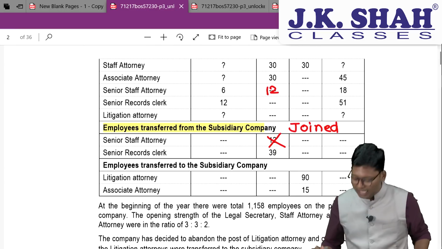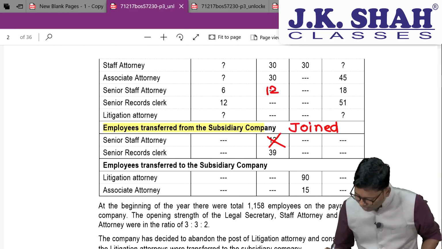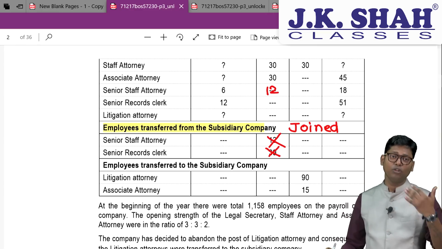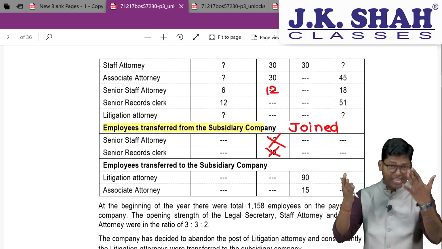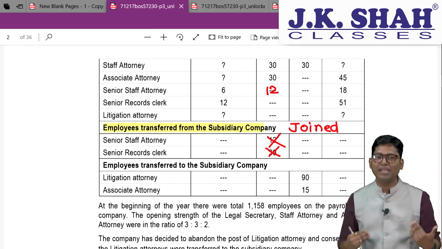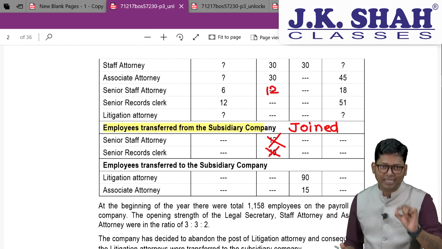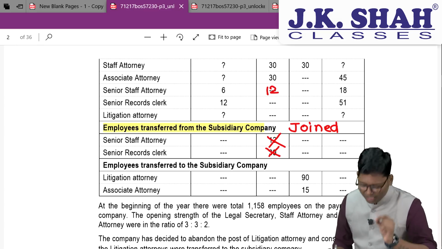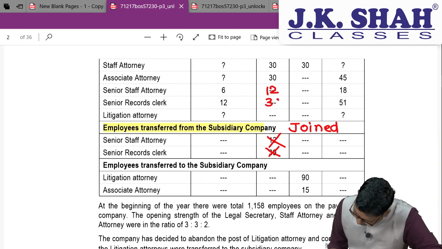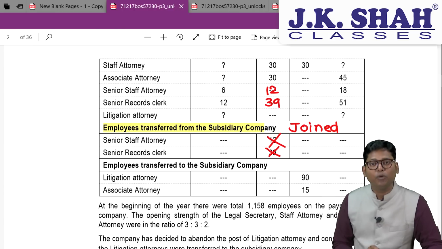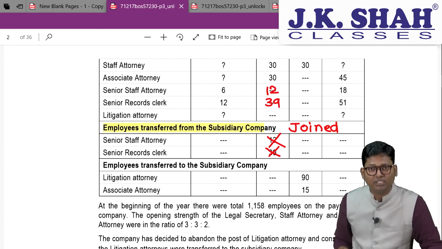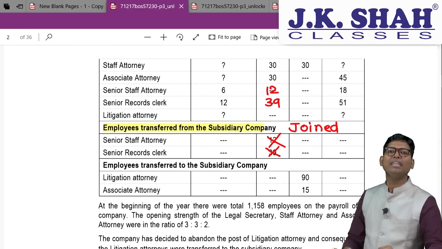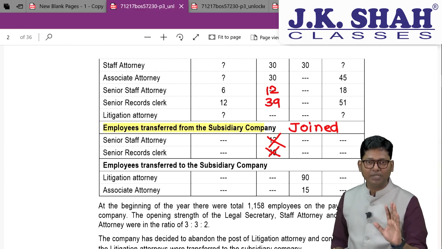Now, if you check the same thing, senior record clerk, 39 have joined. They are not fresh, they are not new, they are coming from the subsidiary, but they are coming to us, no? So we will be treating them as joined. I am cancelling this from the second table. I am just merging my second table with the first table. So the same amount I will be recording here, 39. Initially 12 employees were there on the post of senior record clerk. I joined 39 during the year, total 51 employees available at the end of the year.